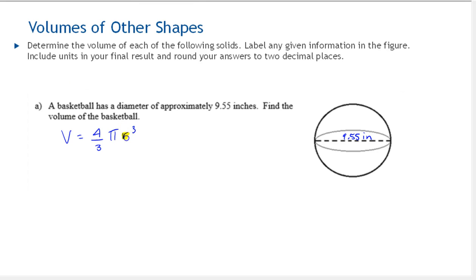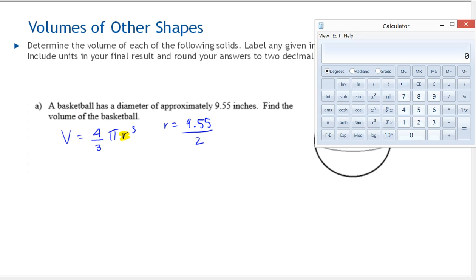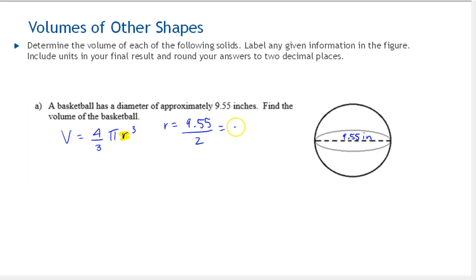Notice the only value we need to use this formula, 4/3 is a number, pi is a number, we just need the radius. So we were given the diameter, so we're going to start by finding the radius by dividing 9.55 by 2, and that would be 4.775 inches. Okay. Now notice it says to round our answers to 2 decimal places, but we're only going to do that at the very end. So you don't want to round along the way because then you're going to get more what we call round off error.